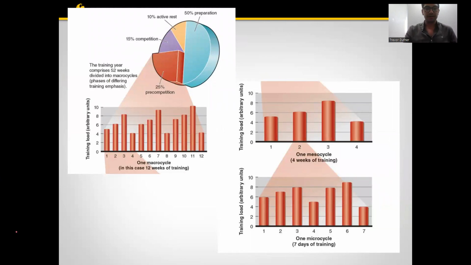We'll talk about macrocycles and mesocycles. So for macrocycles, we see about 3 months of training. And then you break the macrocycle down into 4 weeks. And then the microcycle is 7 days. So we see each of these is basically broken in fourths.